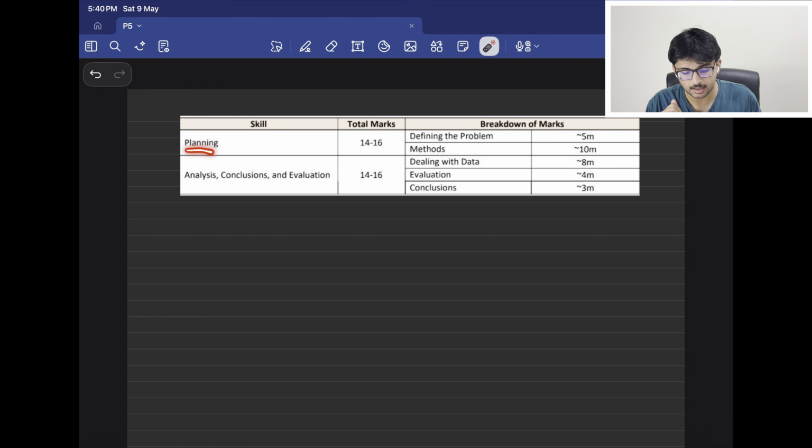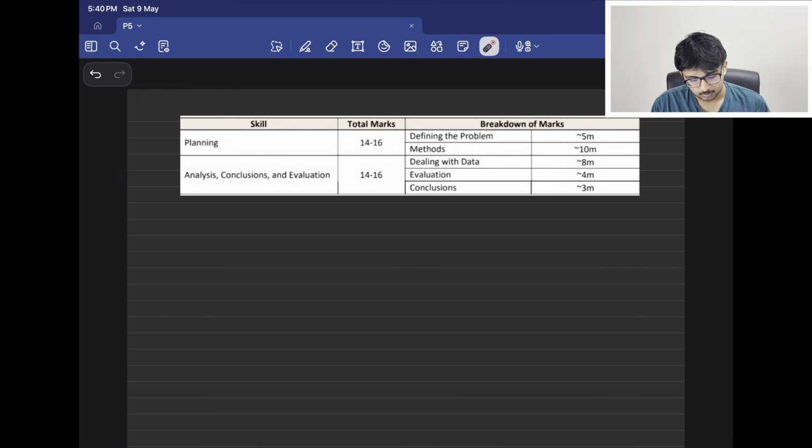So, planning is one of the skills that is for 14 to 16 marks, whereas analysis, conclusions, and evaluation together is a skill which can get you a maximum of 14 to 16 marks in the exam.